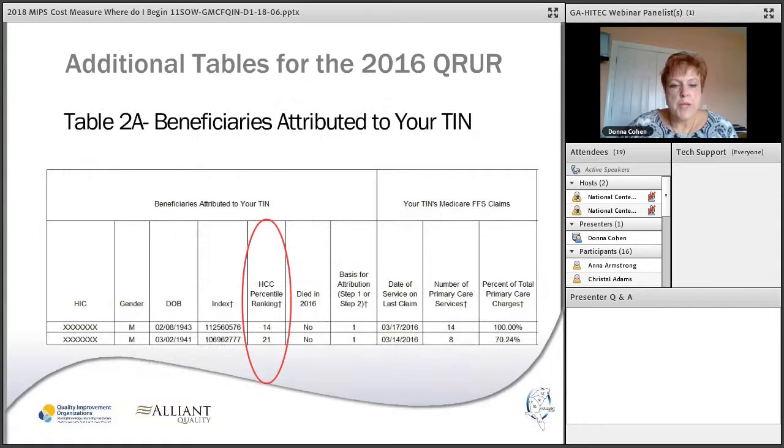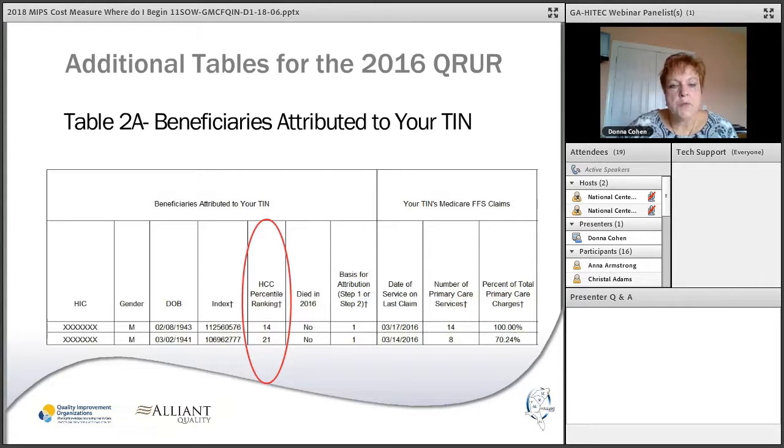So this is probably one of the most important reports that you can get from your QRUR report. You can analyze this to see the beneficiaries that are attributed to your TIN. So, you know, especially if you only see a patient once or twice, you can tell that maybe they're not coming into your office as much as they should. So that could be some opportunity for some outreach measures.